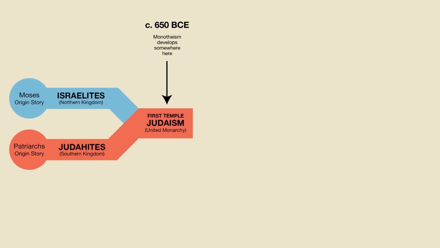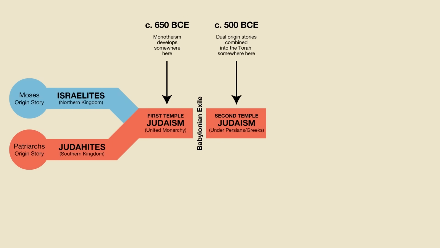This religion, which can be called First Temple Judaism, was short-lived because not too long after it got going, the First Temple was destroyed and the elite were exiled to Babylon. But as you're hopefully aware by this point, the Jews were eventually allowed by the Persians to return and rebuild their temple. It is probably sometime during this period that the 2 origin stories were combined for the first time, and that the final version of the Torah was compiled, creating a new religion that could be called Second Temple Judaism.